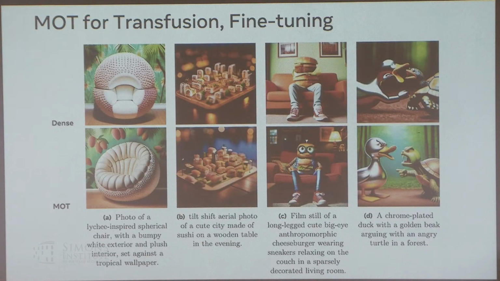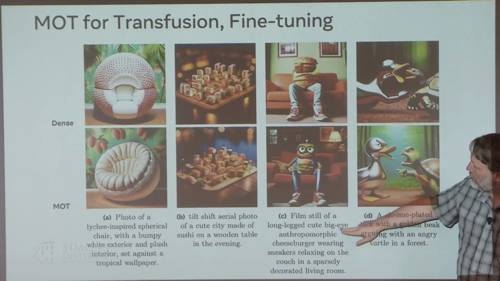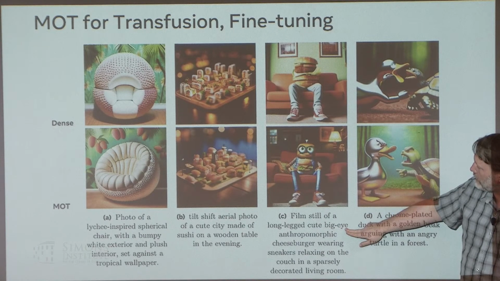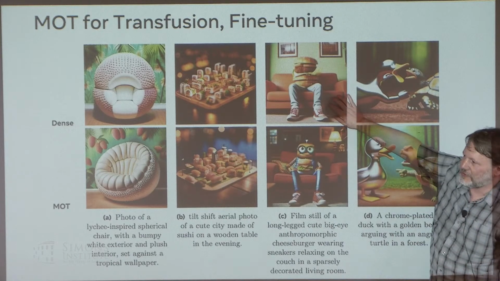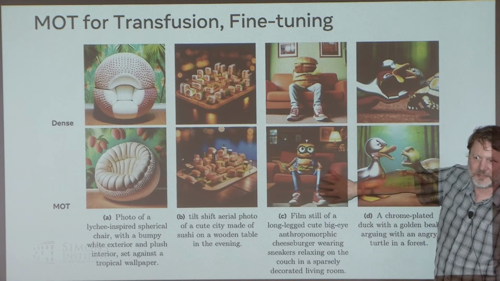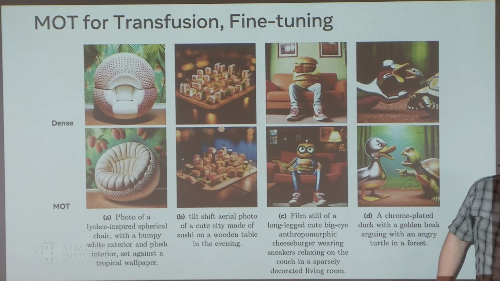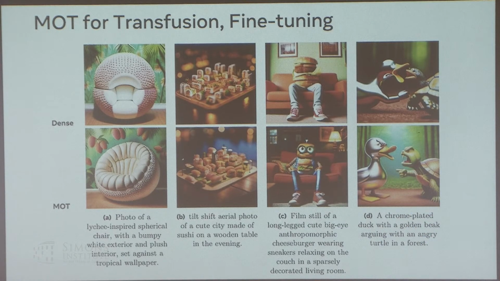Here are some example images. This is FLOP matched. This is everything shared, and this is the MoT with the modality-specific parameters. Here you can really see the image generation. This is supposed to be a picture of a long-legged, cute, big-eyed, anthropomorphic cheeseburger, and so on. This is on the right path, but it's a kind of weird version. And this is a much more beautiful version, where it's got the semantics a lot better, and it's got much better images. And this was compute matched. So the fact that we separated things actually helps it hone in and learn image generation much quicker. Okay.